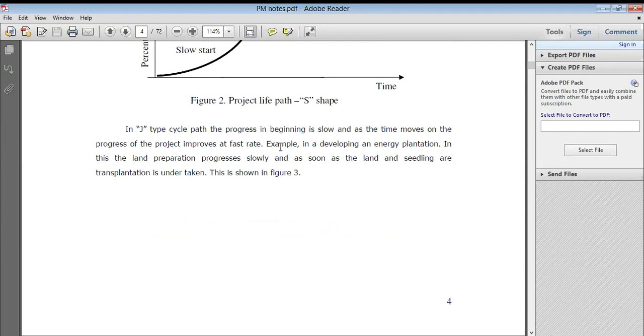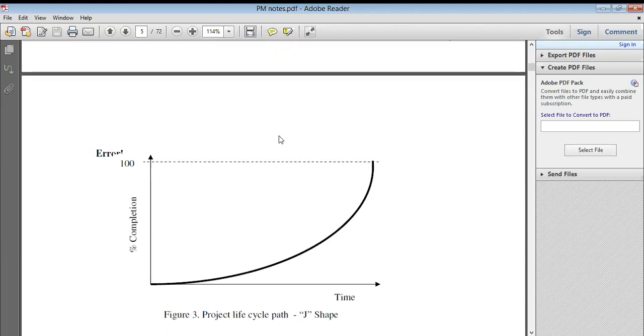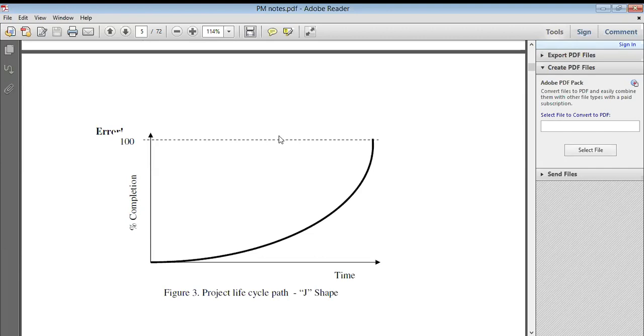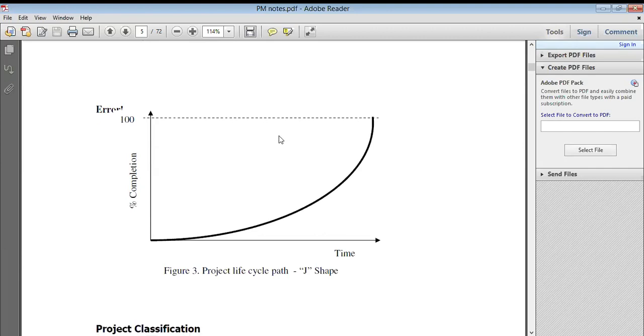In a J type cycle path, the progress at the beginning is slow, and as time moves on, the progress of the project improves at a fast rate. For example, developing an energy plantation. In this, the land preparation progresses slowly, and then as soon as the land is ready, seedling transplantation is undertaken. Right? So energy plants are there, oxygen plants are there. We have seen that from the time of COVID. So here is the diagram of the project life cycle path. It's a J shape.